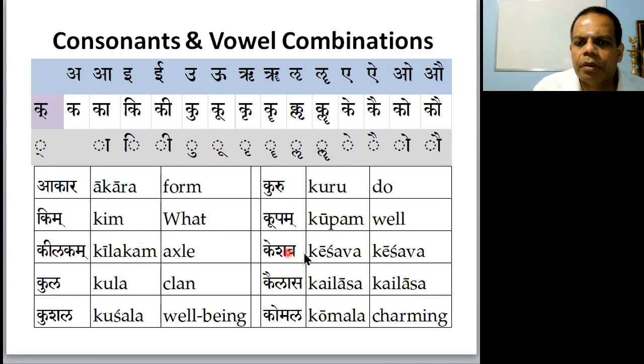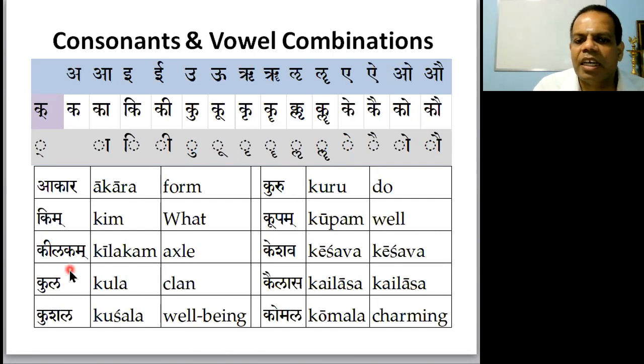So Kim. The next word is Kupam. Kupam means well. The well, water well. I don't know whether many youngsters may have not seen a well, but a well is where you dig the ground and you get water. So Kupam. You may not come across this word often, but just for example, I thought I will provide that.